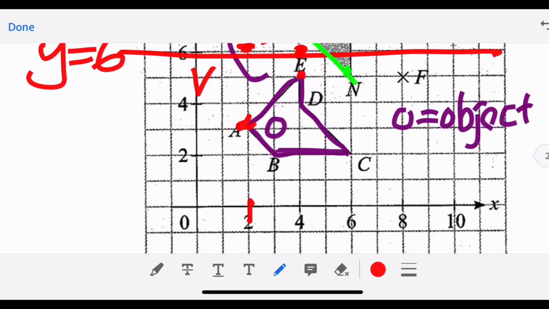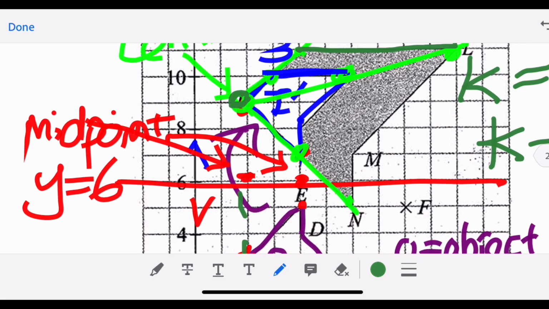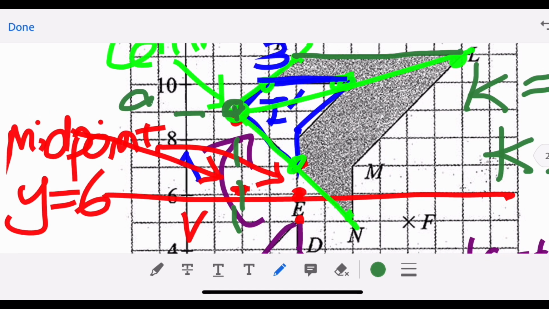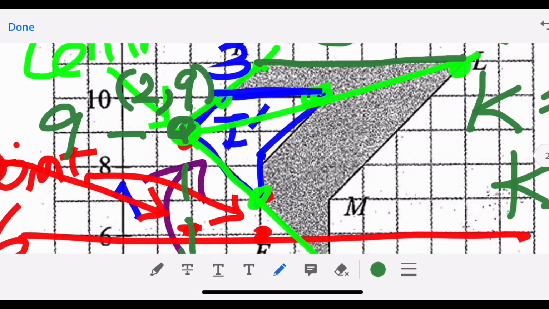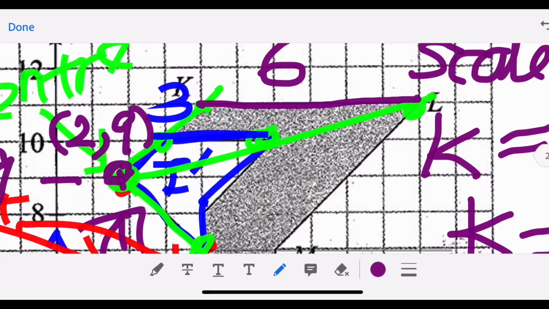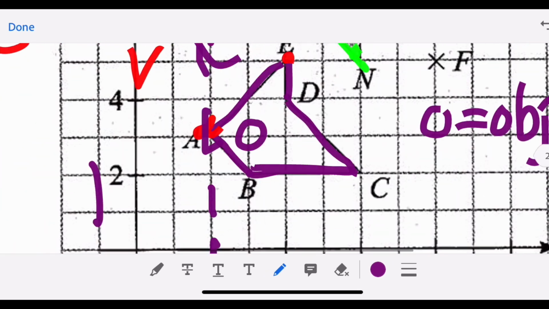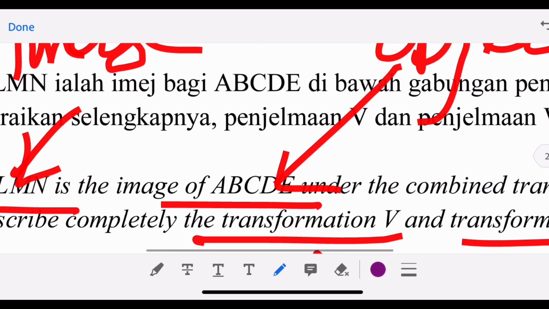Then you have to write your answer in sentence form. The scale factor is the length of the image over the length of the object. Make sure you write the center of enlargement. The center of enlargement is 2, 9. You read the point carefully. It's 2 and then 9, right? So don't make mistakes because there are so many points there.